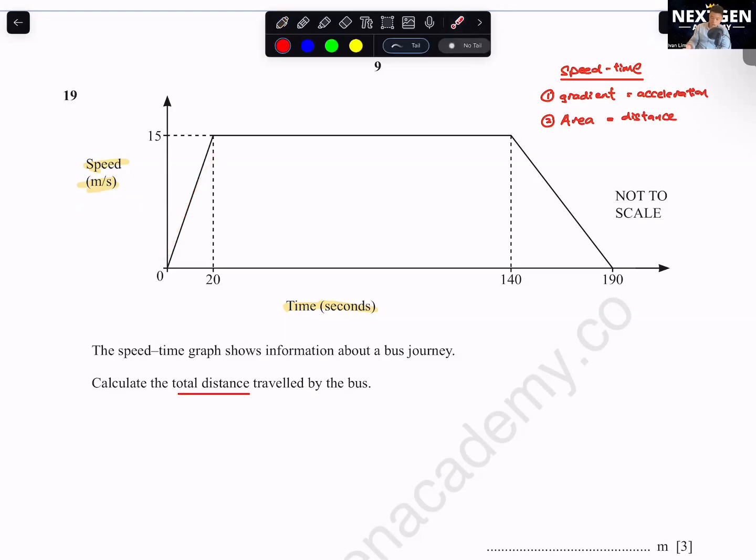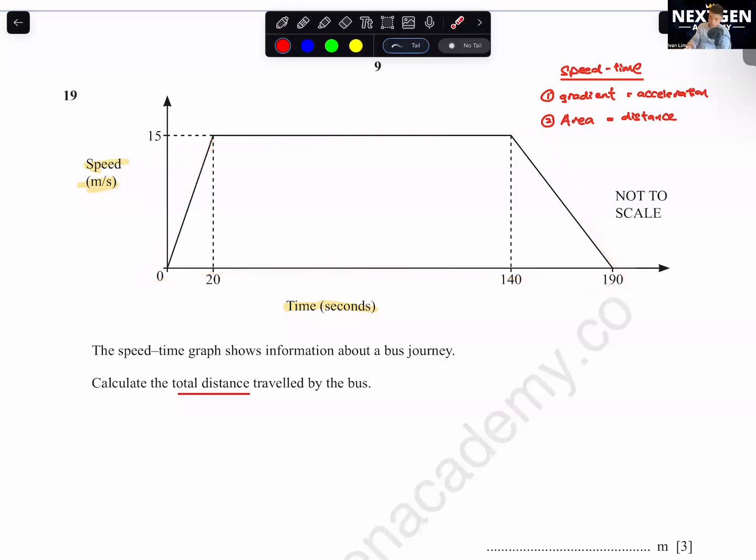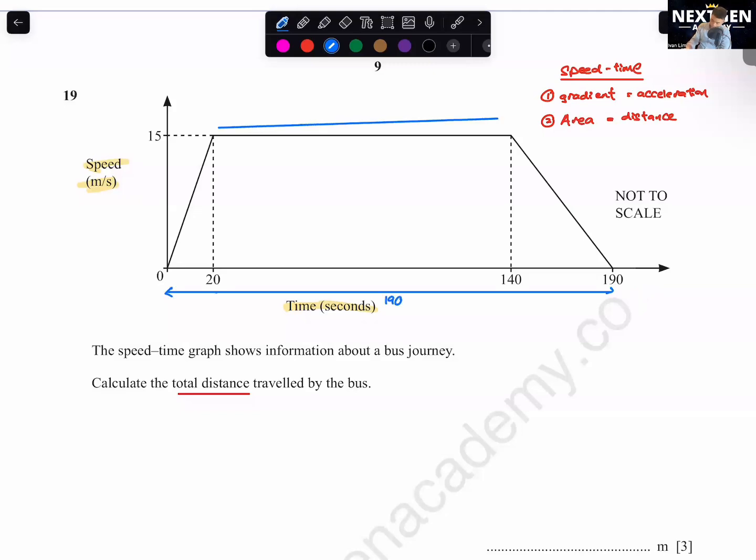Okay, area, got two ways to do it. It's either you break it down to 3 parts. But for me, I think this is a trapezium. I took everything into trapezium. So bottom part here, this is 190. Top part over here is how much? 140 minus 20. This will be 120. Over here, this is 15.